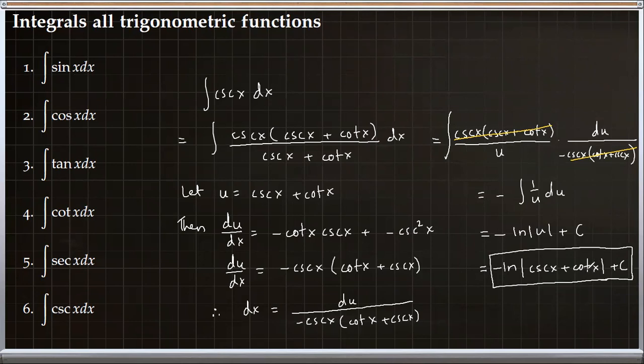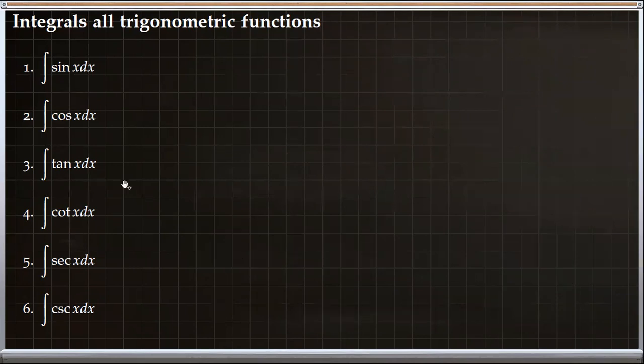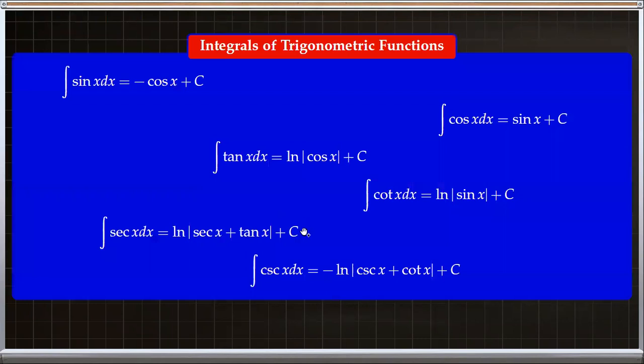So we derived the formulas for the antiderivatives of all six trigonometric functions. Right? And these are the formulas we just derived. Next, we will look at some examples using these formulas.